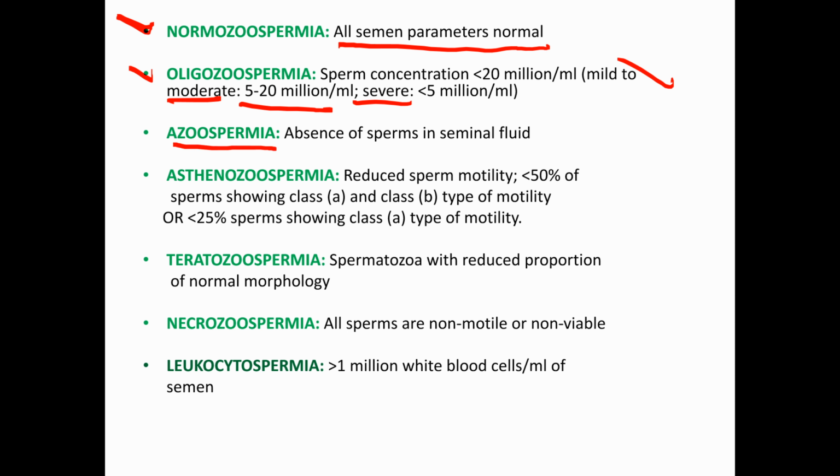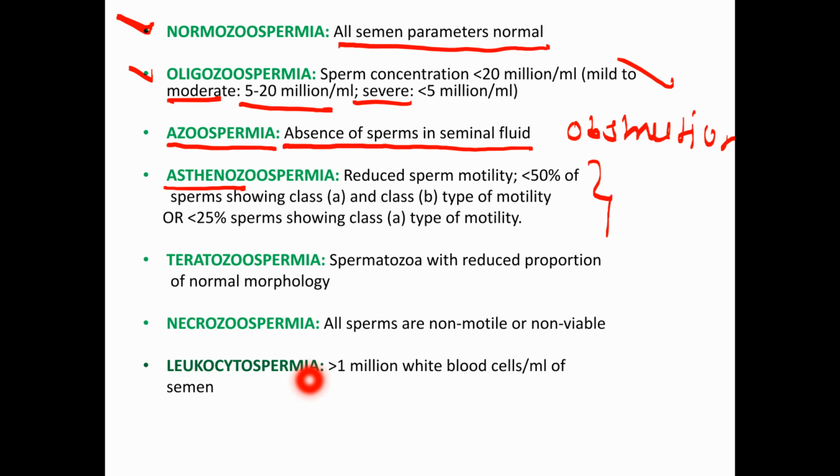Second one is azoospermia, which is the absence of sperm in the seminal fluid. It is generally present in the case of obstruction. Okay, now next one is asthenozoospermia. What is the meaning of astheno? It means weakness. So asthenozoospermia is decreased motility due to weakness. Okay, teratozoospermia. Terato means dead sperm.